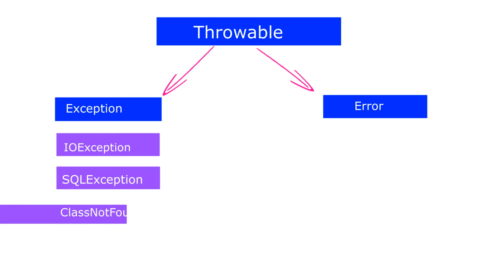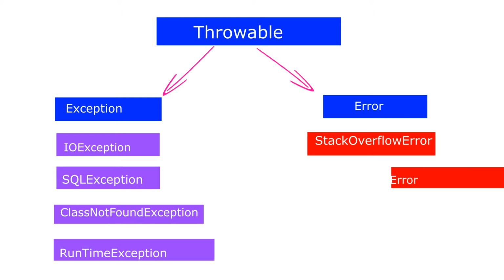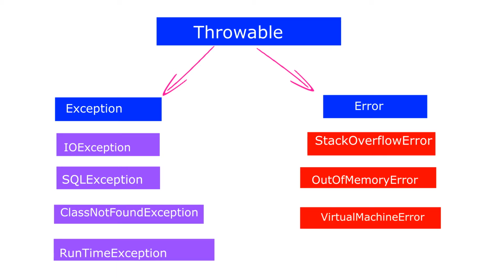RuntimeException, ClassNotFoundException, SQLException and IOException. In this, runtime exceptions are again classified into ArithmeticException, NullPointerException, IndexOutOfRangeException. These are some exceptions which are extended. When I say these exceptions, all these are classes which come in a hierarchy. On the other hand, errors come with StackOverflowError, VirtualMachineError and OutOfMemoryError. So these are some errors which you can consider, which extend the class Error.